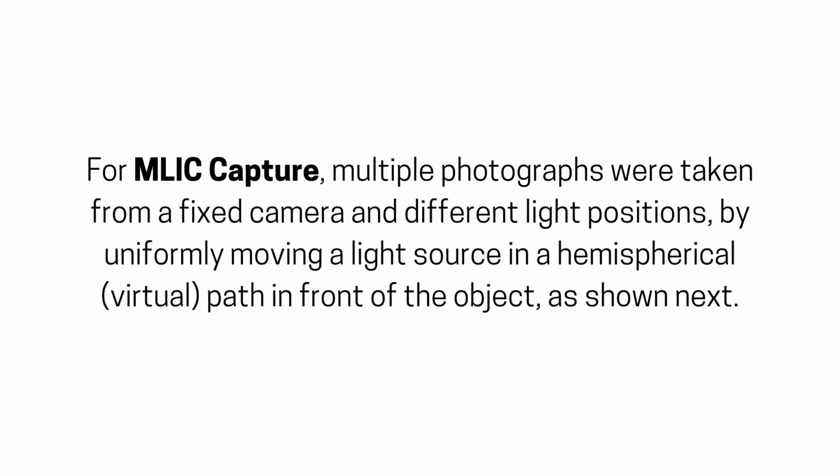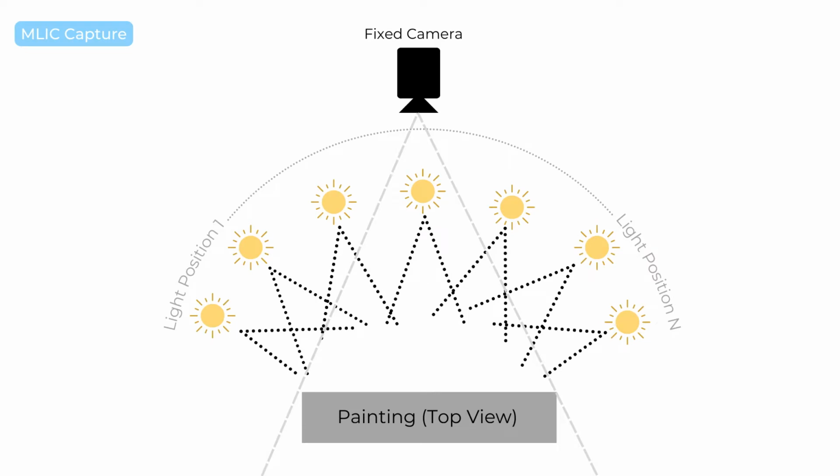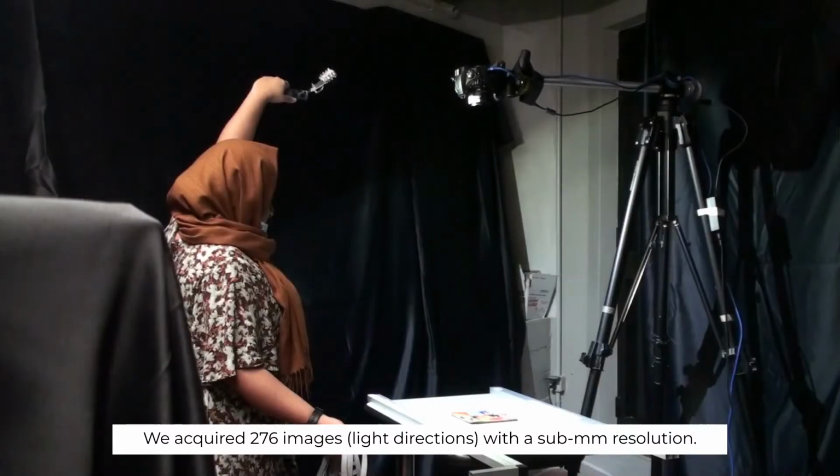For RTI capture, multiple photographs were taken from a fixed camera and different light positions by uniformly moving a light source in a hemispherical virtual path in front of the object, as shown next. We acquired 276 images, light directions with a sub-millimeter resolution.